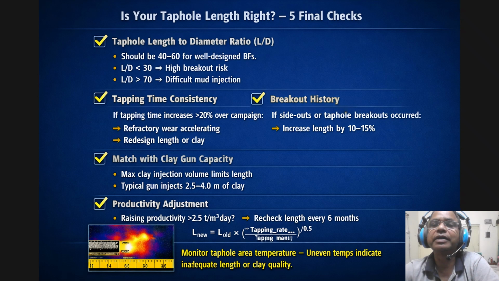Check 4, match with the clay gun capacity. A typical clay gun can inject a clay column of 2.5 to 4 meters. So your designed length must be within that range. Check 5 is productivity adjustment. If you plan to raise productivity above 2.5, you must recheck taphole length every 6 months. The adjustment formula given is L new equals L old times (tapping rate new divided by tapping rate old) to the power 0.5.